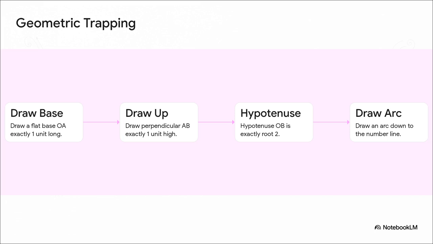So, you take a compass, put the point at 0, stretch it to the top of that triangle, and just draw an arc right down onto your number line. Boom! You have just used geometry to bring absolute precision and order back to a wild, irrational number.